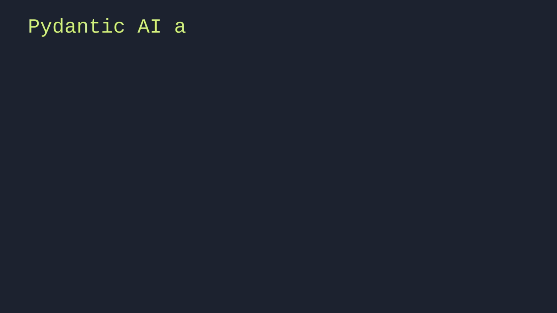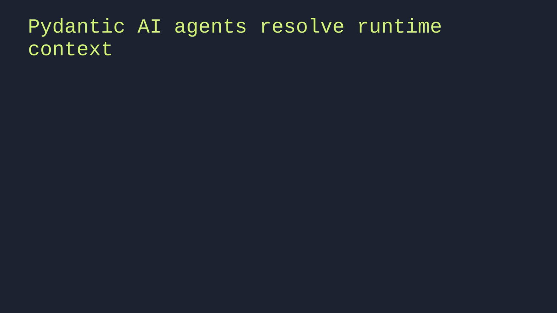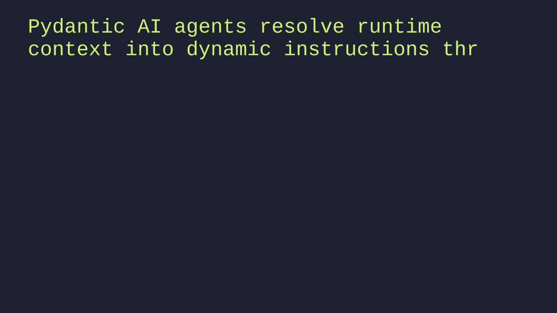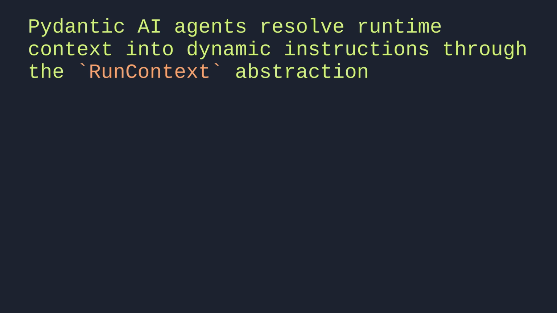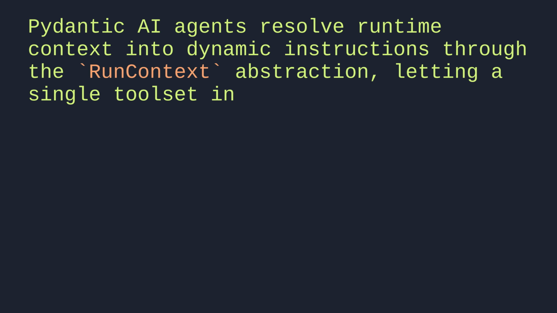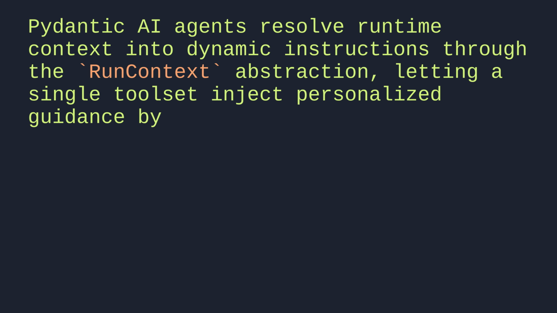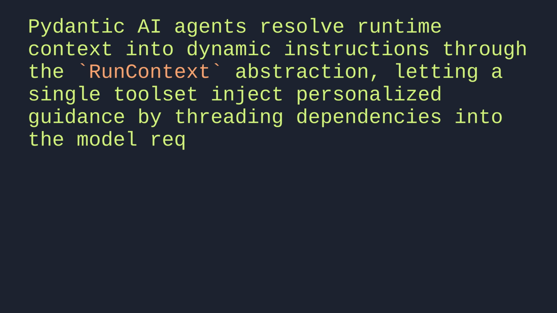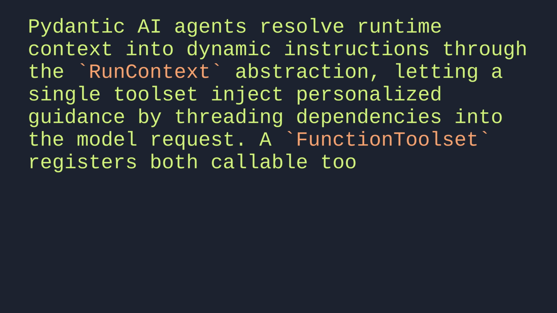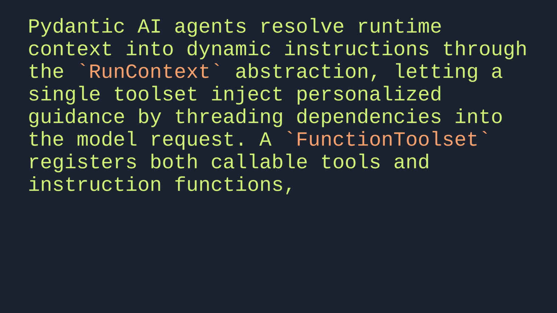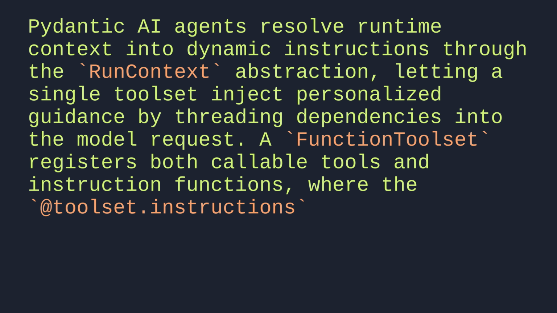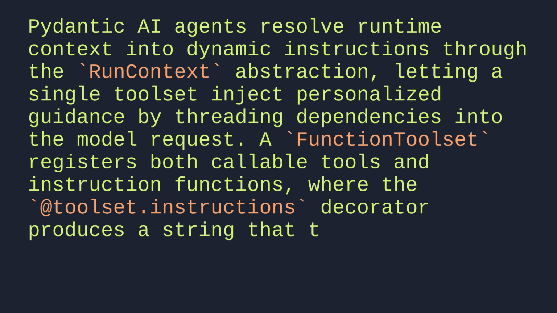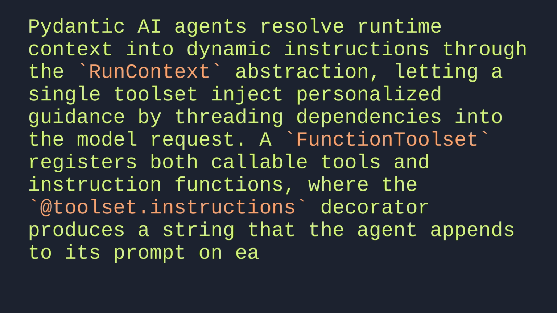Pydantic AI agents resolve runtime context into dynamic instructions through the RunContext abstraction, letting a single toolset inject personalized guidance by threading dependencies into the model request. A function toolset registers both callable tools and instruction functions, where the @toolset_instructions decorator produces a string that the agent appends to its prompt on each run.